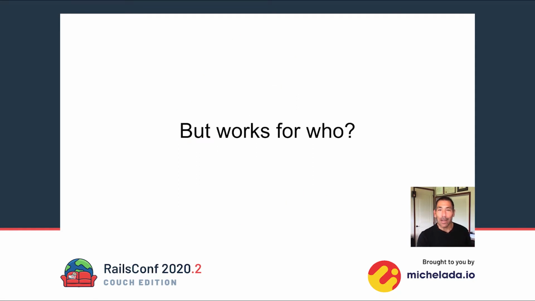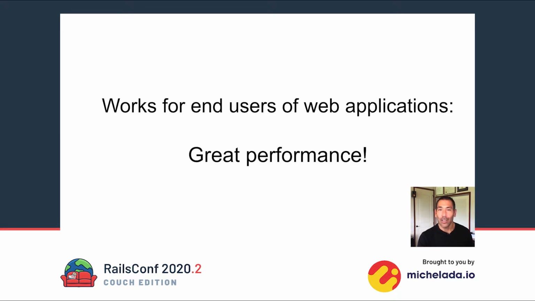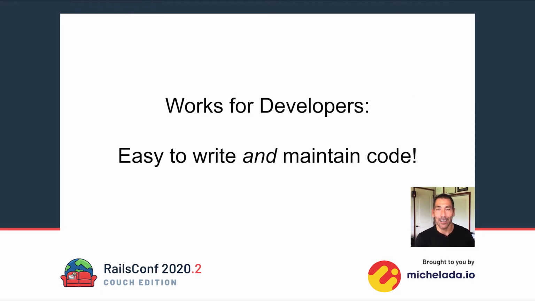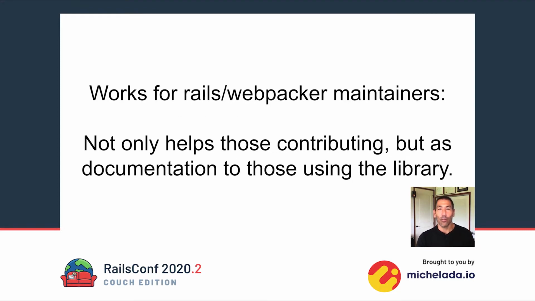So what does it mean by that? Works for who? So first of all, it's got to work for the end users of web applications. We really need great performance because slow websites, basically people leave slow websites, they suck. So it works for developers. We want it easy to write and maintain the code. And it's got to work for the Rails Webpacker maintainers, because this not only helps those contributing, but it also serves as documentation for those using the library.